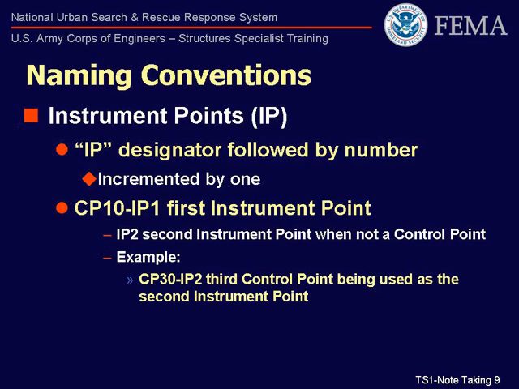As stated previously, IPs are typically specifically designated control points used when establishing the grid coordinate system. Therefore, the first control point, or CP, is usually the first IP, so the labeling convention would be CP10-IP1.